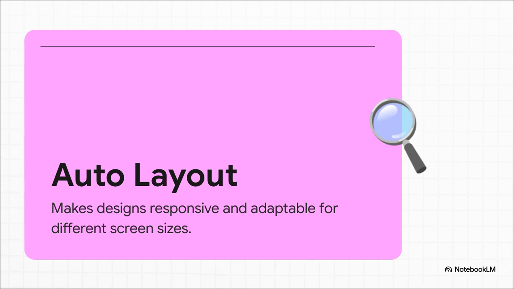Next up is auto layout. If components are the Lego bricks, auto layout is the magic that makes them all fit together perfectly. This feature lets you create flexible designs that adapt automatically. So when you change the text on a button from buy to add to cart, the button just stretches to fit. No more manual resizing. It's absolutely key for making designs that work on any screen size.